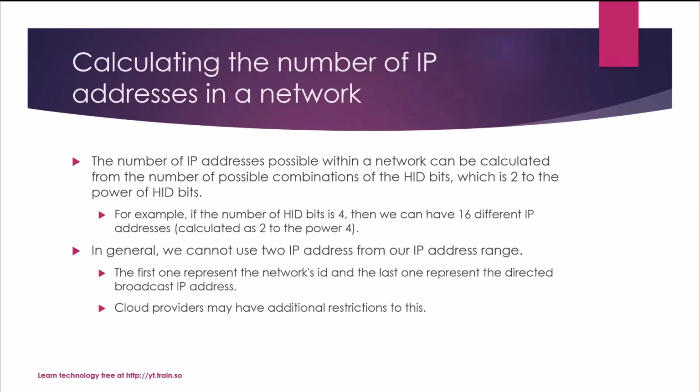And also, in general, we cannot use 2 IP addresses from our IP address range. The first one represents the network ID, and the last one represents the directed broadcast IP address. So if we can have 16 IP addresses, then we may be able to use only 14 of them. And also, cloud providers may have additional restrictions to this. So maybe a cloud provider will reserve 5 instead of these 2.